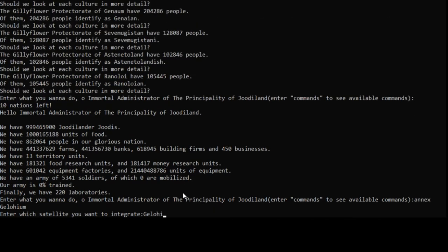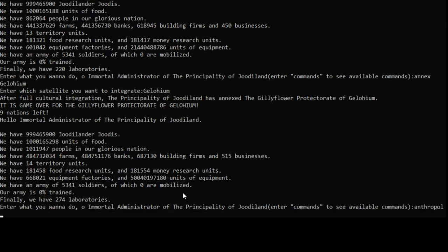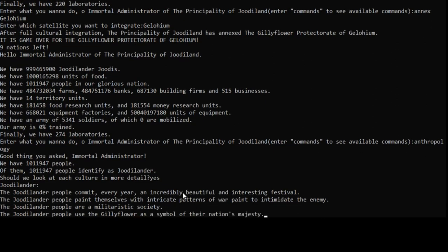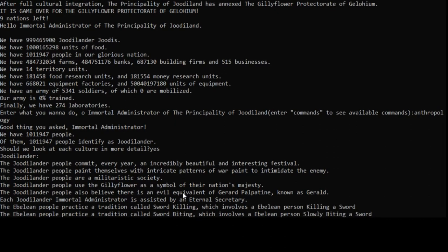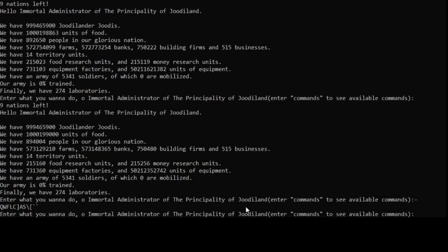Another protectorate we can annex, Gilohium. Soon, there will be a unification of all people in the Joodilander flag and banner. But that will come at a price. The price of the loss of Gerard. The price of orgies. The price of... Let's see what else they have here. The price of... sword killing and sword biting. Goodness me. Moving on. Alright.